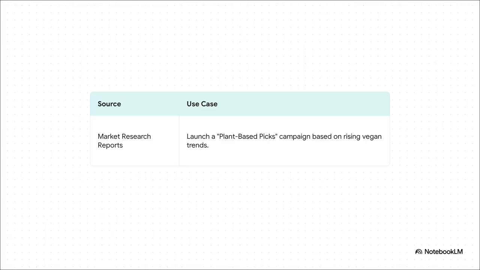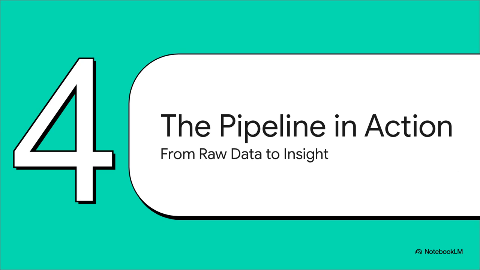So get this. A single research report comes out showing a huge spike in demand for plant-based food. For Hungry Now, that's not just an interesting tidbit, that's a signal. They can immediately spin up a whole plant-based picks marketing campaign, targeting those customers and grabbing that market share while the trend is hot.